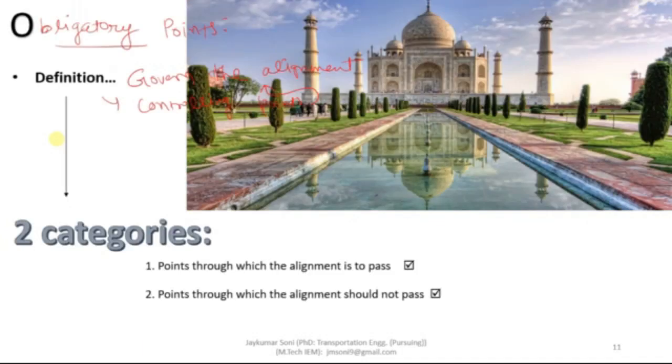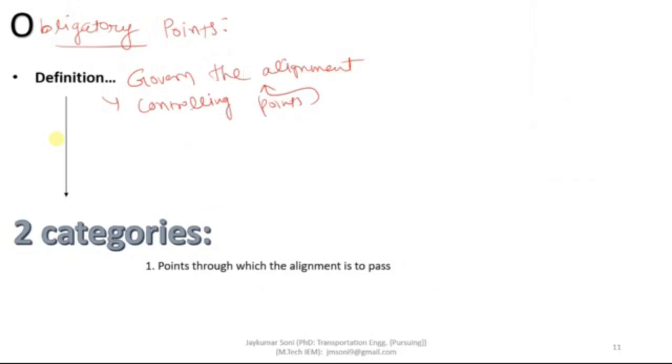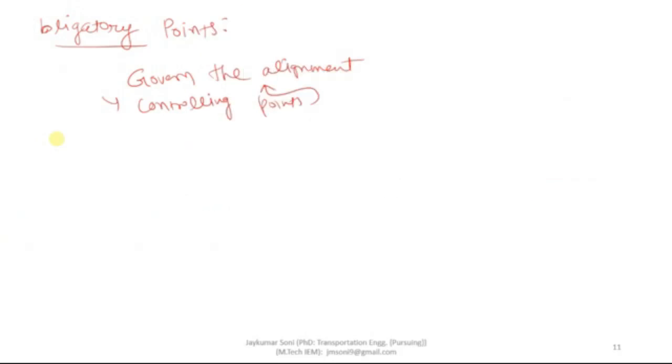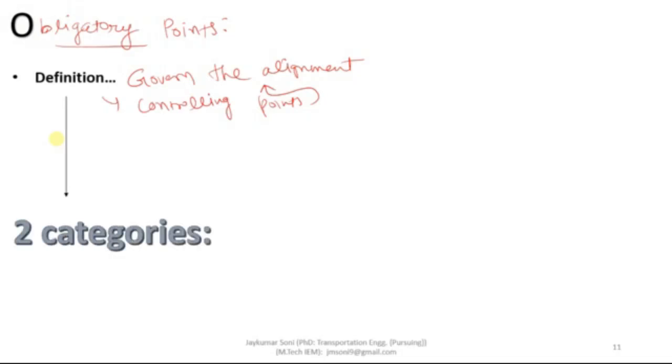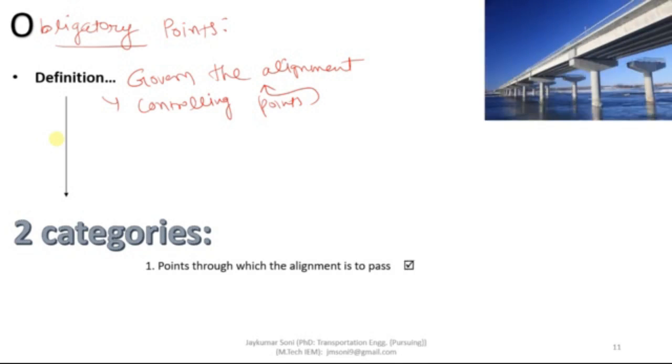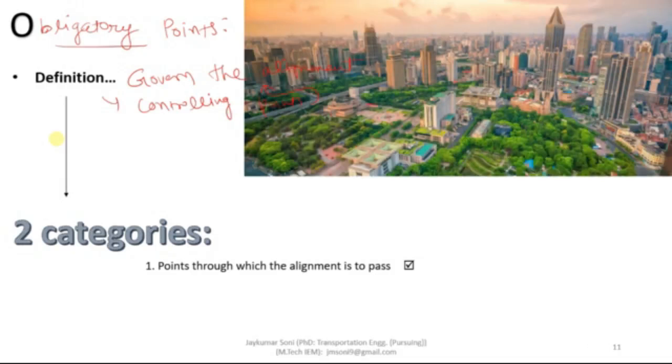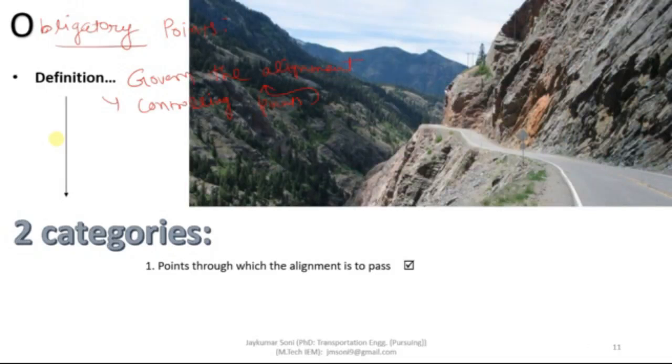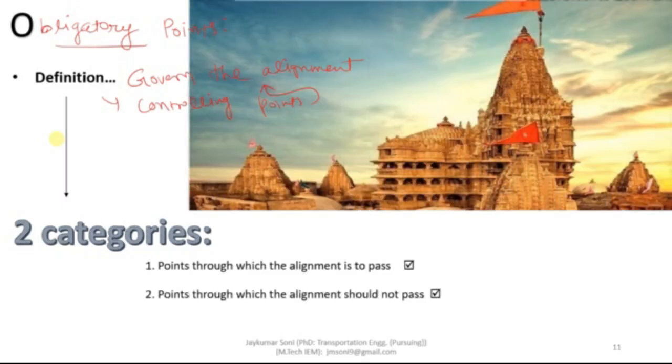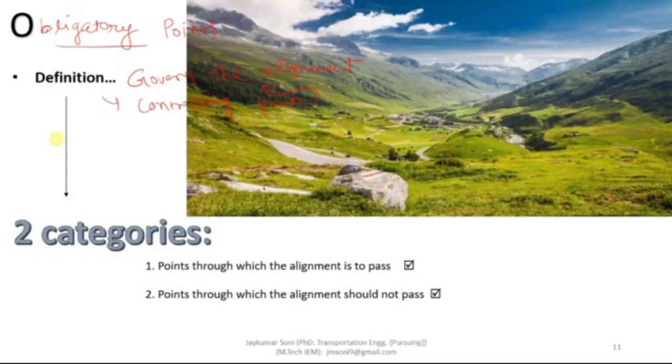Obligatory points are the controlling points which govern the highway alignment. They can be categorized into two parts. First is points through which the highway can pass. It is bridge site, any town or city, or mountain pass. And the highway should not pass from religious places, monument places, and valleys, lakes, and ponds.